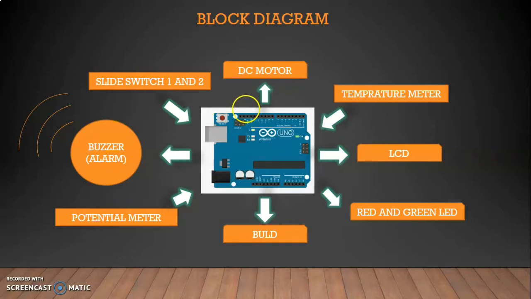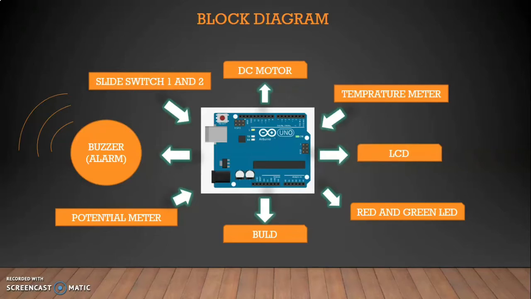So, this is the block diagram that our group has made, referring to the final circuit that I have shown before. First of all, we must know the difference between input and output components. For the input components, the arrow will always point into the Arduino because the input components will send data to the Arduino, such as slide switch 1 and 2, the temperature sensor and the potentiometer.